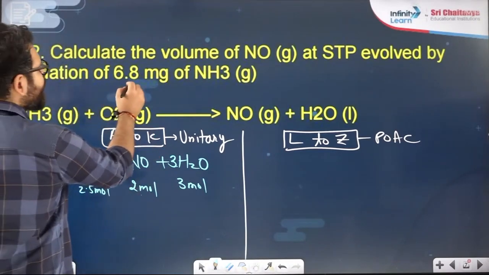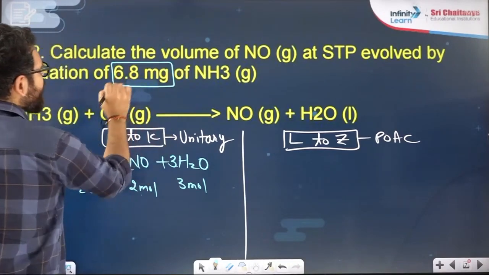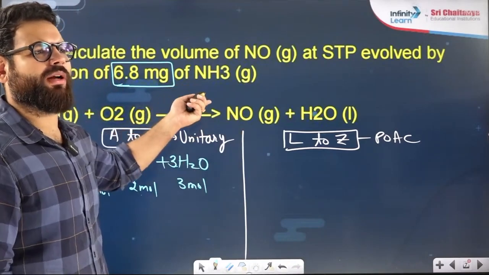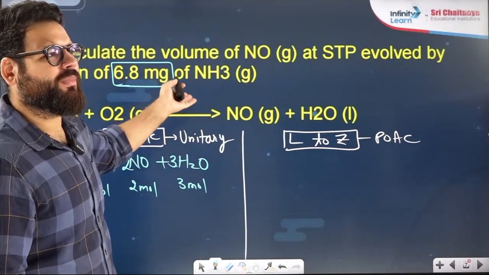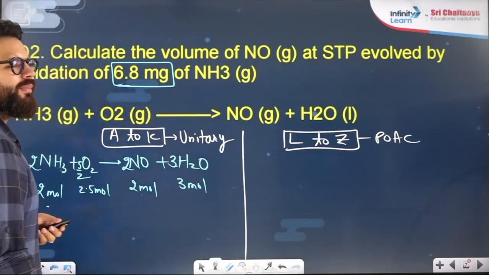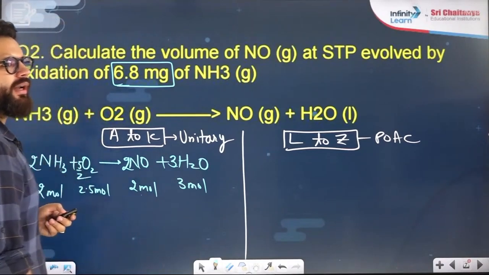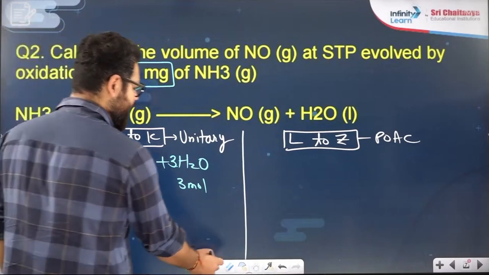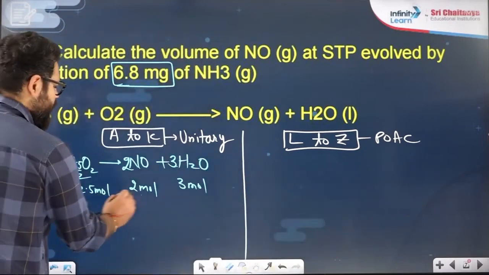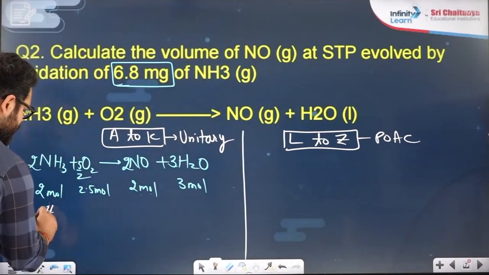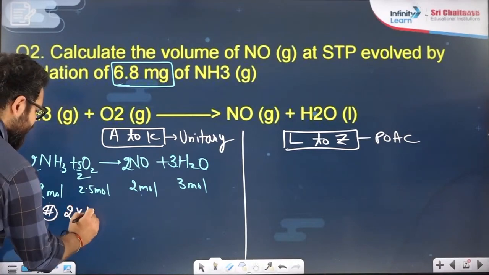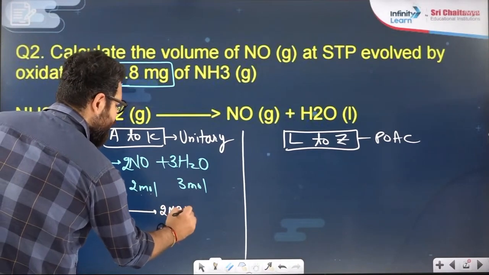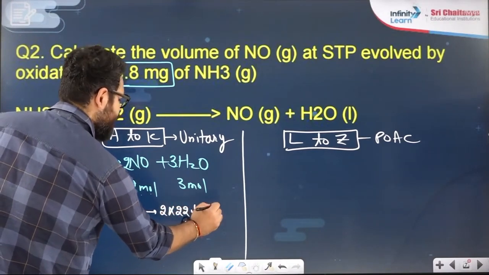They have given you the mass of ammonia. Everybody, you might have got the answer wrong because it is milligram given. You took it gram, I don't know why. See the question carefully. It is milligram given. 6.8 milligram is given, not grams. 8.96 ml should come, not 8.96 liter. Okay. 2 mole produce 2 mole. That means I can say 2 times 17 gram ammonia gives 2 times 22.4 liter NO.